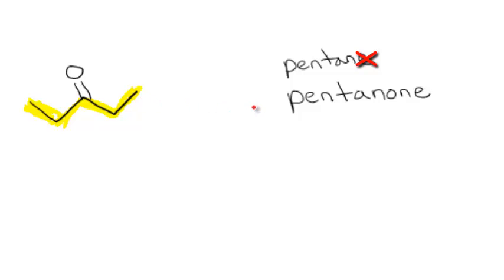In this case, with this molecule, it doesn't matter whether we number left to right or right to left. Either direction gives us the lowest possible carbon number for that carbonyl carbon of 3. So we just put this identifier of which carbon the ketone is located at in front. So 3-pentanone is the name of our final compound.